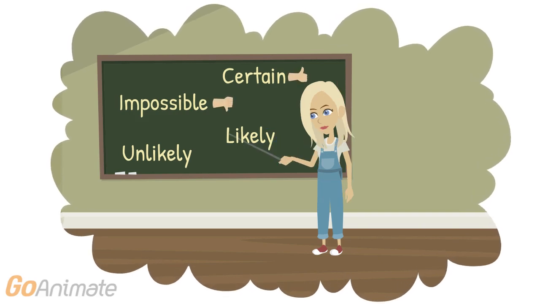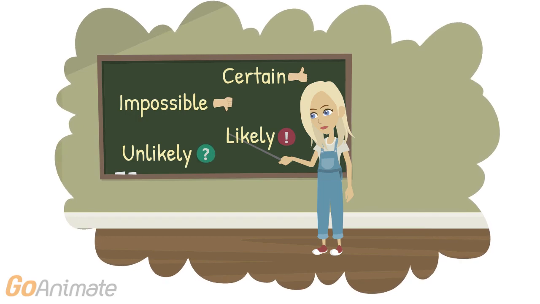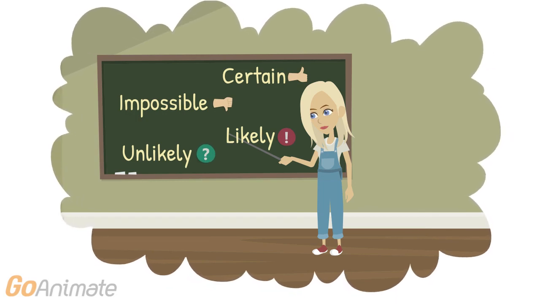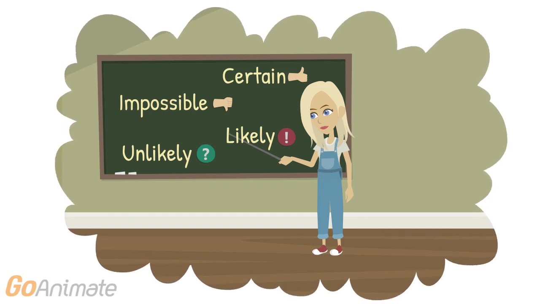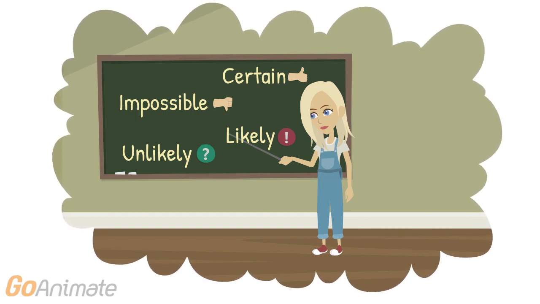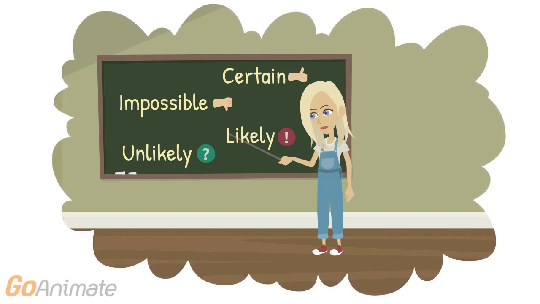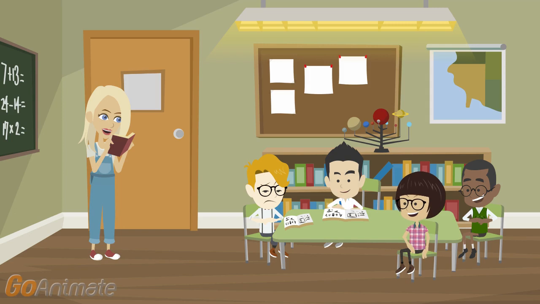As a class, we would then create a symbol for each one of these terms. The whole class would have input into the innovation of these symbols, which would really engage their learning and set them up for success when learning about chance. Following this, students would be given some photos of everyday events. They would then use the symbols we have created to describe these events as certain, impossible, likely, or unlikely. Once students have completed this activity, we would then go through the answers together and discuss students' reasoning as to why they drew the symbols they did.